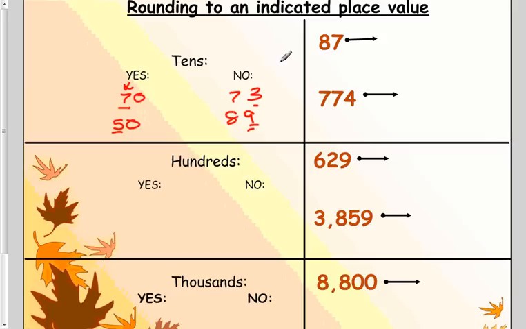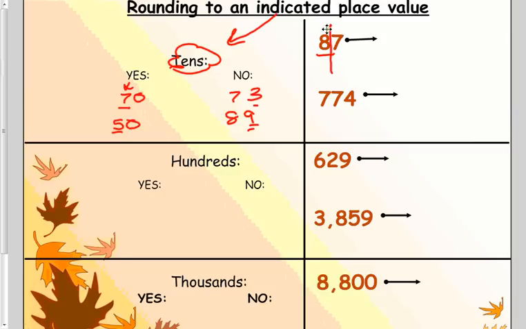So here we go. If we're supposed to round to the tens place, that is our indicated place value. Indicated means they tell you where to round to. They want us to round to the tens place. So what we're going to do in our number is underline the indicated place value that you want to round to, in this case the tens place. So I underline the tens place. Then what I'm going to do is draw a fence.